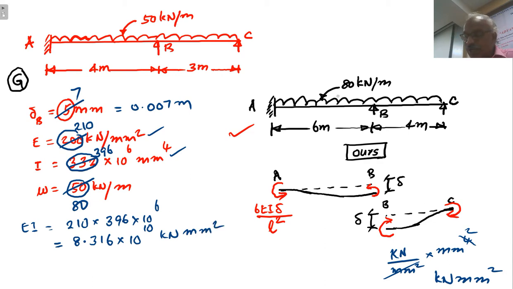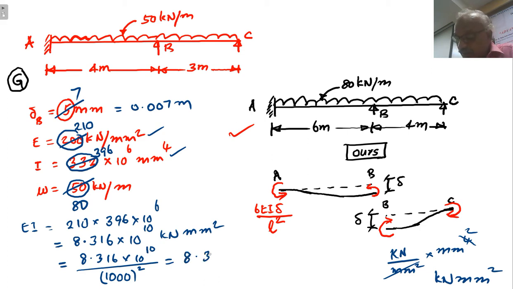Our load is in terms of kilonewton, but the length of the beam is in terms of meter. Therefore, this is equal to 8.316 into 10 power 10 divided by meter square. Millimeter by 1000, meter square means 10 power 6 square, multiplied by 1000 millimeter by millimeter will become meter by meter. So this EI is equal to 8.316 into 10 power 4 kilonewton meter square.